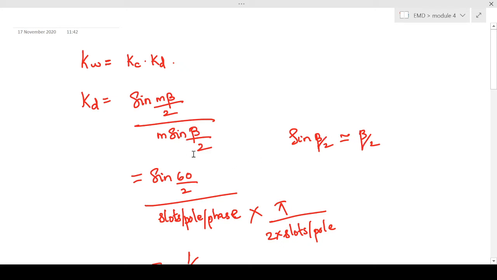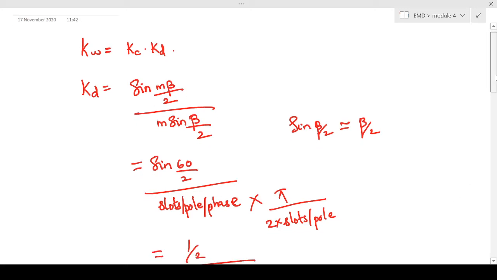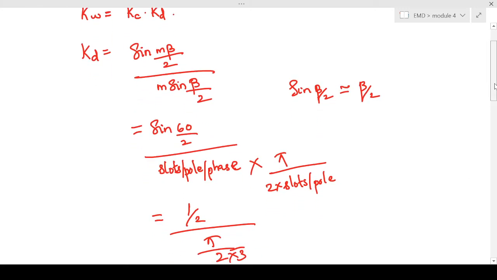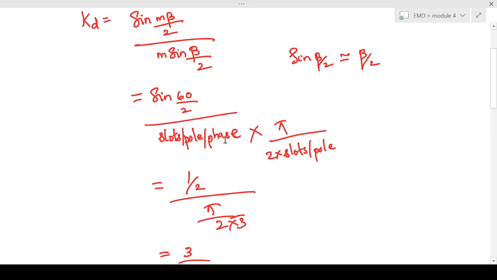So here we have approximated sin(β/2) as β/2, where β is the slot angle, that is 180 degrees divided by slots per pole. I have written it as π in radians, π divided by slots per pole, and there is a by 2 also. Simplifying this, we will get sin 60/2, that is sin 30. Sin 30 is 1/2, divided by this slots per pole, and the slots per pole gets cancelled.